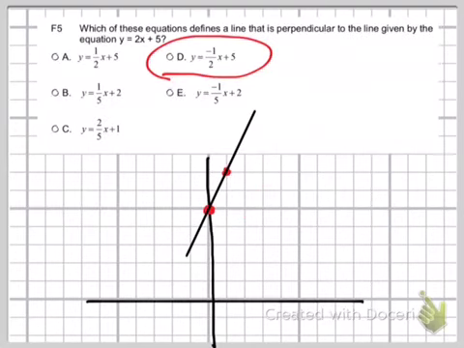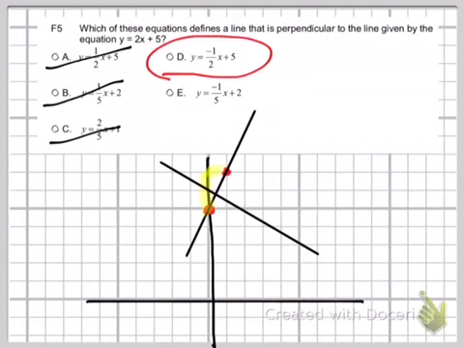Number 5. Which of these equations defines the line that is perpendicular to the line given by the equation y equals 2x plus 5? So the first thing I did was I graphed y equals 2x plus 5 by finding the y-intercept at 5. I rise 2, run 1 to get my next point, and connect. Now I know a perpendicular line's got to go in the opposite direction. So I know that if it's got a positive slope, my perpendicular line's going to have a negative slope. So then I can cancel out any answer choice that doesn't have a negative slope.